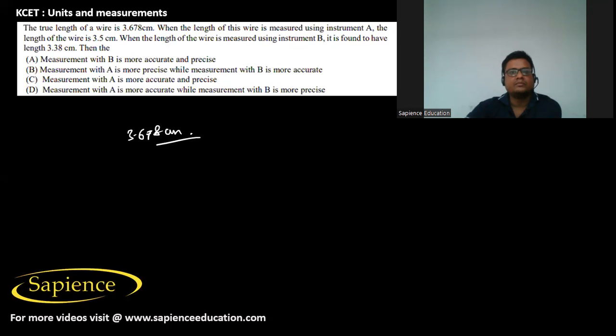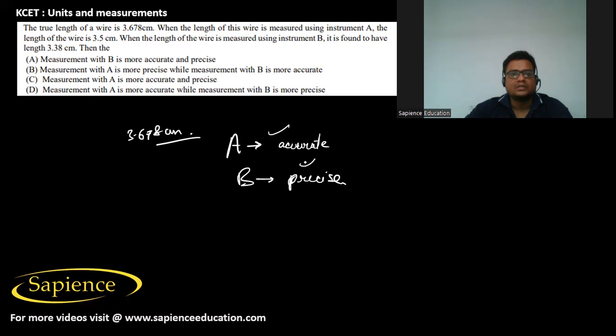So measurement with A is more accurate since it is closer to the true value, but it is not precise since it is having fewer decimal places. So it is not precise. But B is less accurate, but it is more precise. So measurement with A is more accurate, while measurement with B is more precise. So option D is the correct answer.